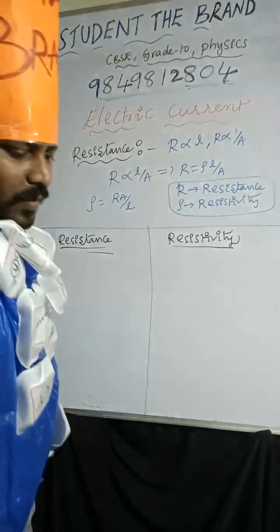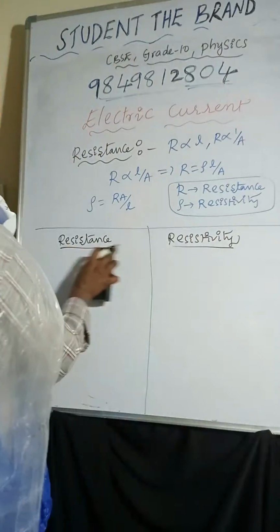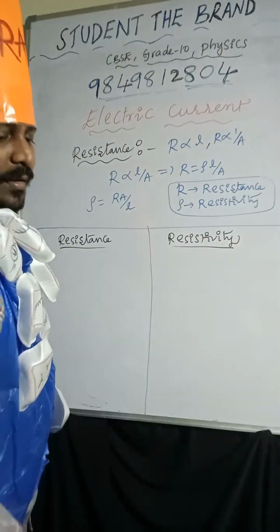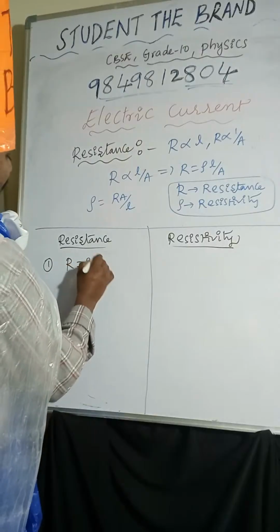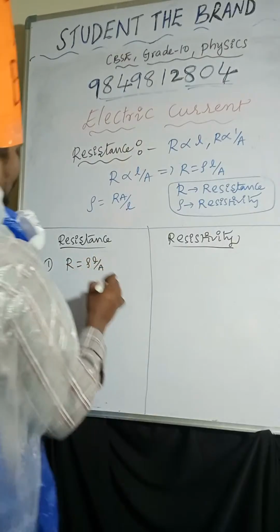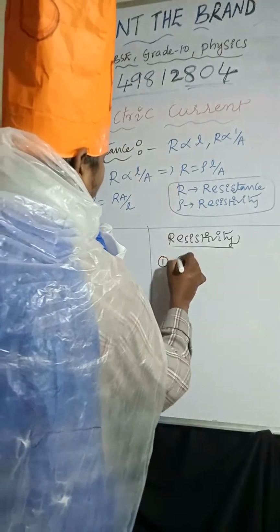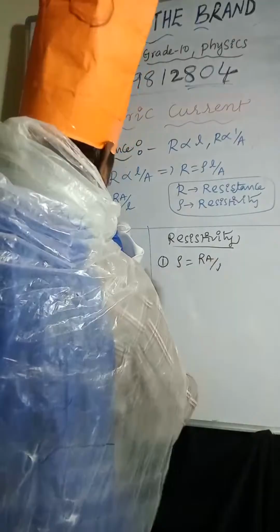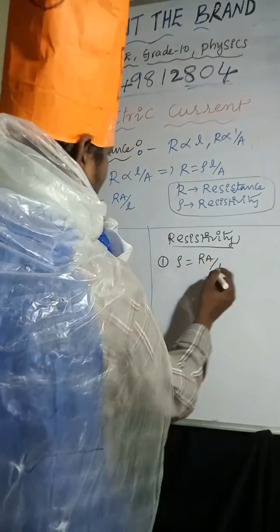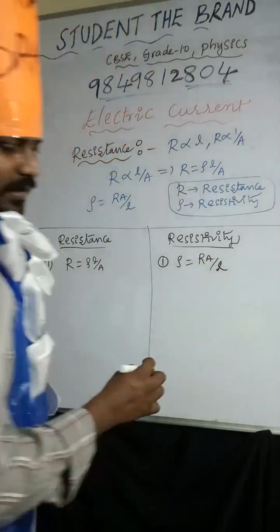Resistivity. Point number one, you can observe: R equals rho into L by A. So rho equals R A by L.